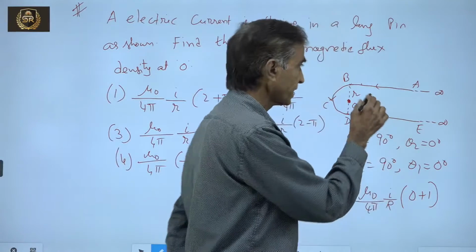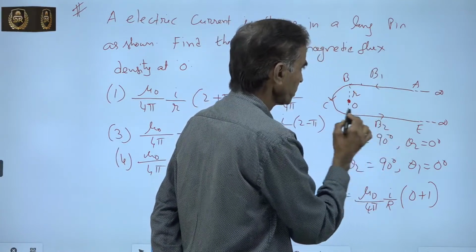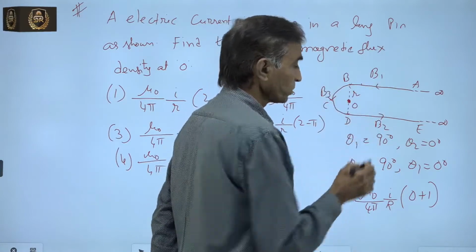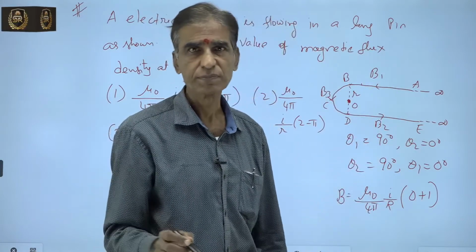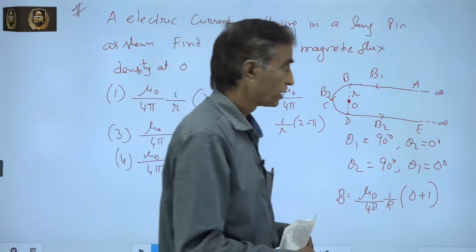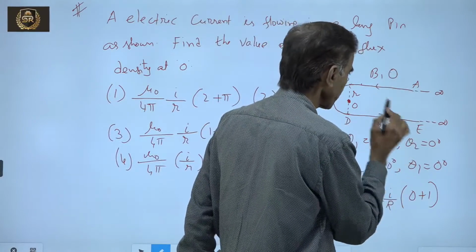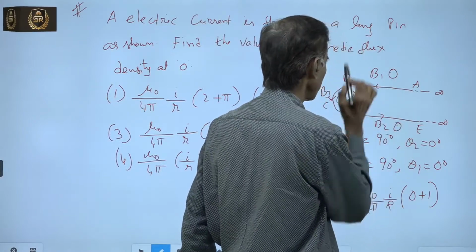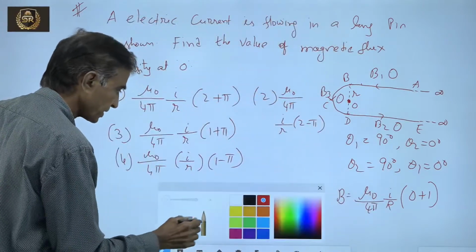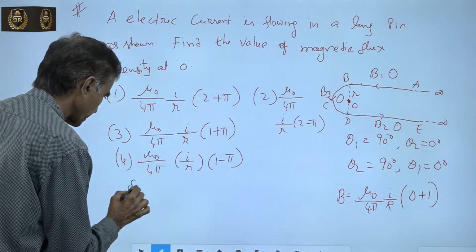Already we identified these as B1, B2, B3, whatever you want to call them. They are all in the same direction. They are all coming out of the plane. All are out of the plane, so you just have to add. So now we have the solution for this.